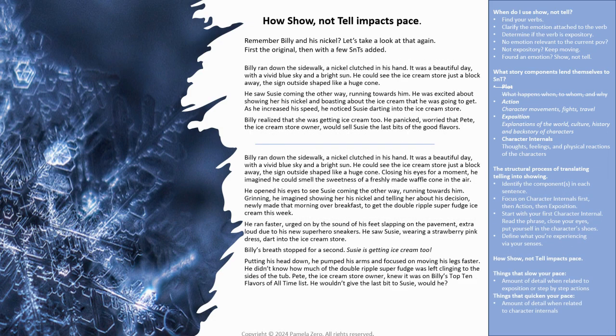Okay. So remember Billy and his nickel? Let's take a look at it again. First the original, and then with a few show not tells added. I'm going to go ahead and do this paragraph by paragraph so we can see the difference in the paragraphs, okay? First paragraph. Billy ran down the sidewalk, a nickel clutched in his hand. It was a beautiful day with a vivid blue sky and a bright sun. He could see the ice cream store just a block away, the sign outside shaped like a huge cone.